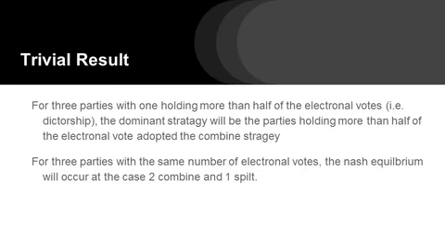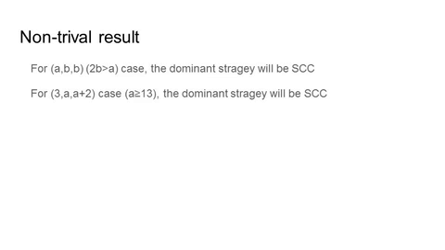And for the 3 parties with the same number of votes, we find that the Nash equilibrium occurs as 2 combined and 1 split. However, there are 3 Nash equilibria, so we won't know which one is the best, or which will happen with the highest probability. And for the non-trivial results, we have done several cases.